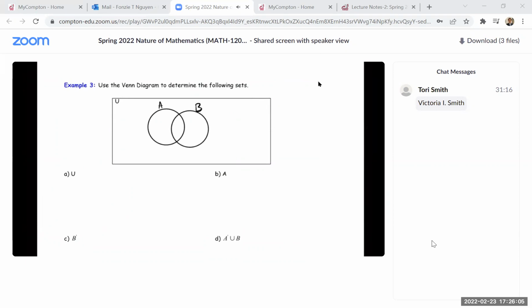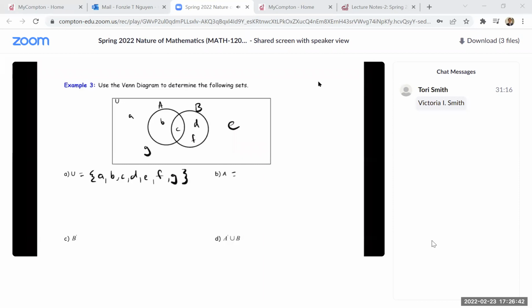Let's call this A, B, C, D, E, F, and G. All right. So anybody know what's in the universal set? Not quite. The universal set is everything. So A through G. A, B, C, D, E, F, G. That's everything. All right. Okay.